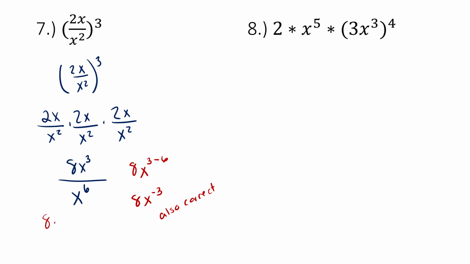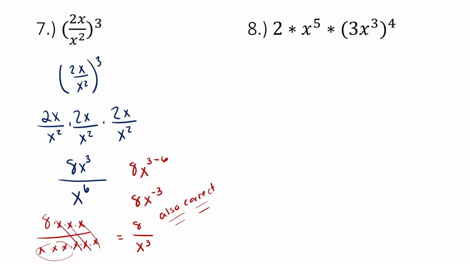You could have said this is 8, and then you've got 3 x's, and then you have 6 x's, and you cancel out those pairs. Okay, and that leaves you with 8, and then in your denominator down here, you have x times x times x, and that is also correct.